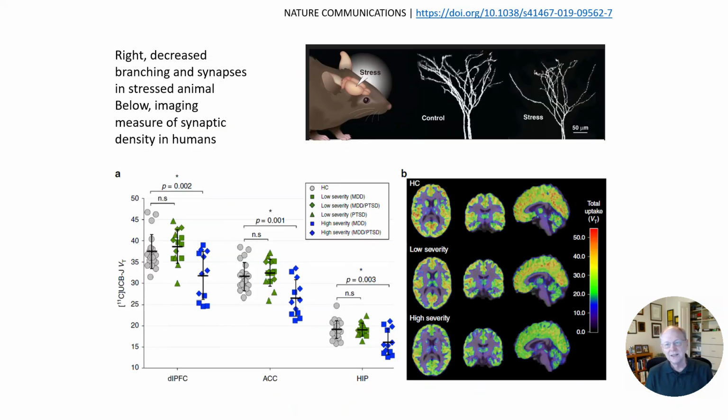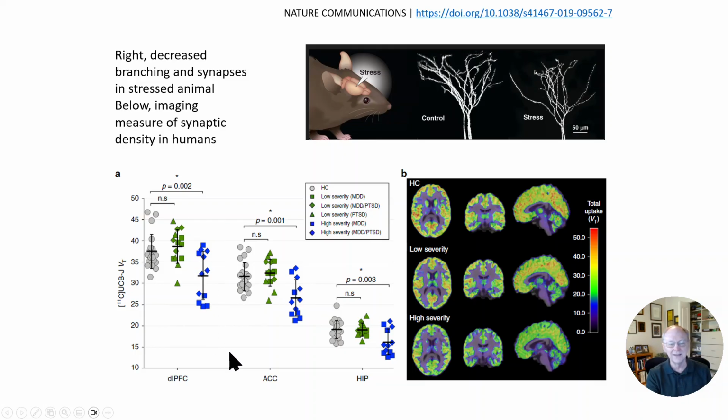All right. Okay, so great. If we stress rats, that's not good for the rats. And it's not good for synaptic density. So here we see a bunch of dendrites, and you see how shaggy they get under severe stress. And over here is an imaging study in humans, and we're looking at three different brain areas, and we're looking at it as a function of severity of MDD or PTSD.